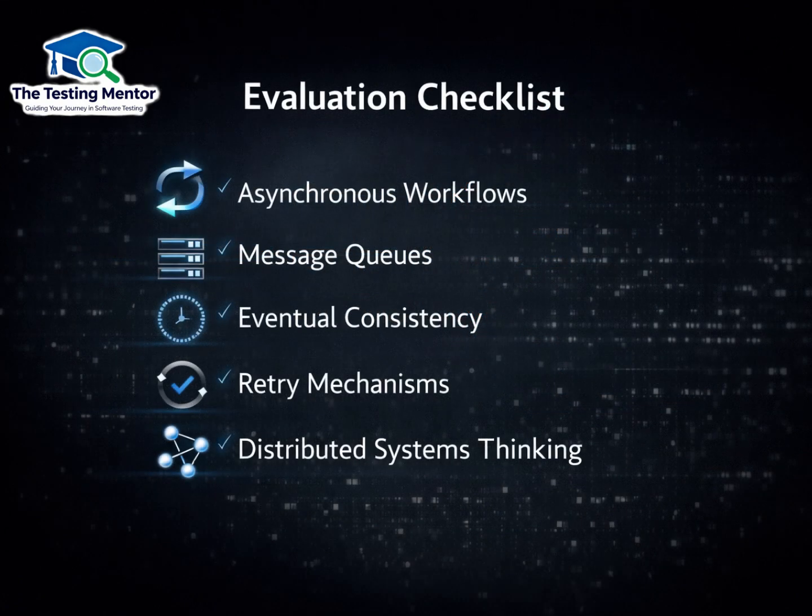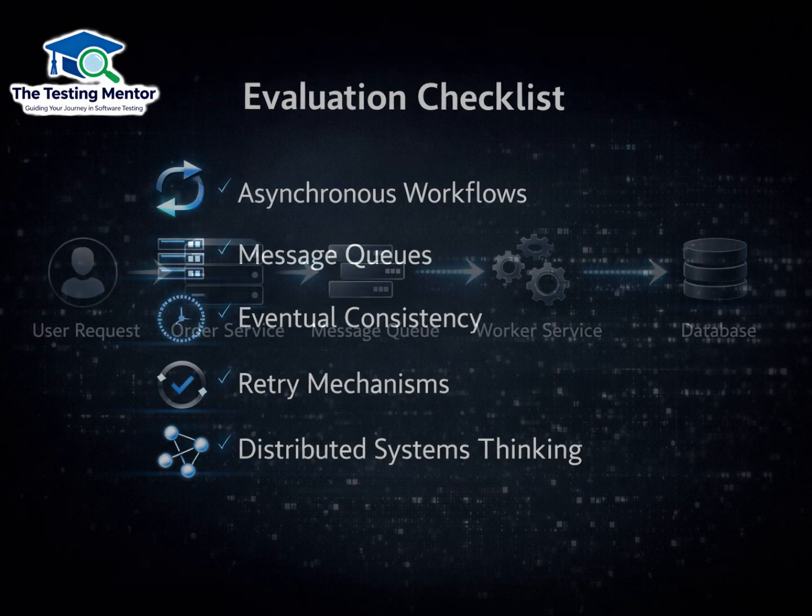This question evaluates whether you understand asynchronous workflows, message queues, eventual consistency, retry mechanisms, and distributed system behavior. Modern architectures often use tools like Kafka, RabbitMQ, SQS, and background workers. Testing these systems requires different strategies than synchronous APIs.